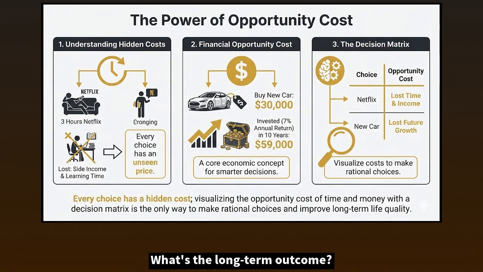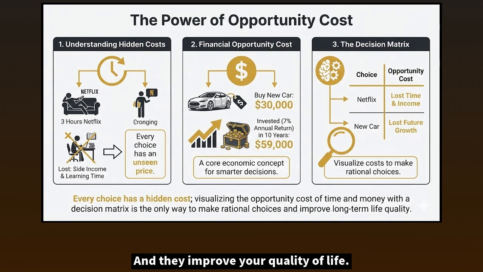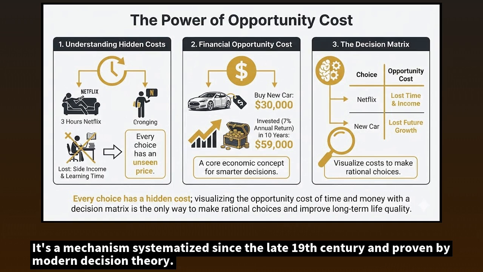What's the long-term outcome? Research in behavioral economics shows that decision matrices that visualize opportunity costs reduce impulsive choices and promote rational long-term decisions, and they improve your quality of life. This is economics' most critical concept, not a hypothesis. It's a mechanism systematized since the late 19th century and proven by modern decision theory.